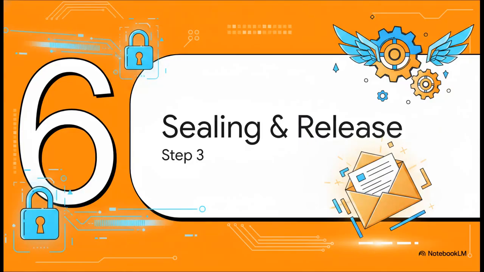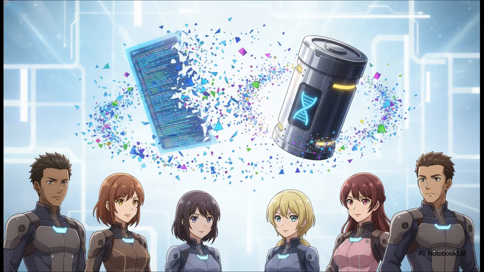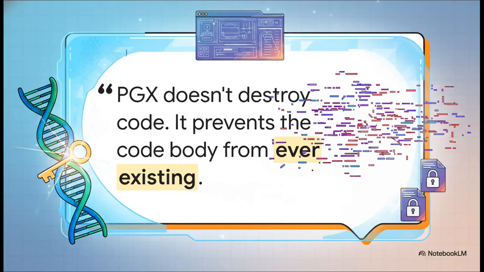Which brings us to Section 6, Step 3, Sealing and Release. Once you're done coding, you don't just push open text back to a server. You seal the session. The code gets packed into a brand new PGX container with an updated lineage. And here is the absolute genius part. That ephemeral workspace we just talked about, it is completely destroyed. The readable code vanishes from your local machine like it was never there. You're just left with a new, sealed PGX genome, which you then send back to the repository for the reviewer to check.